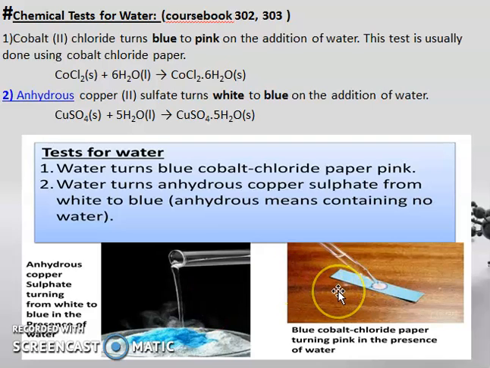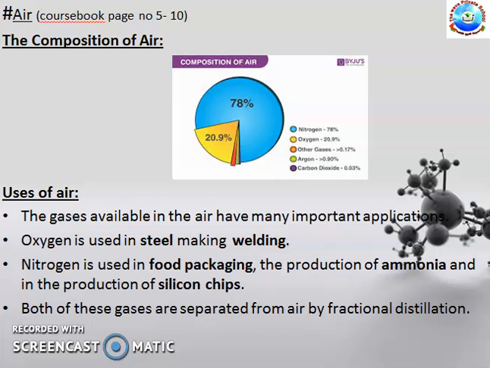Let's turn to our second image. Here you can see there is blue cobalt paper. When we put a drop of water, this blue paper turns into pink. You can see this here. There is pink. So what happened on addition of water? The test is usually done using cobalt chloride paper. So when we put water, you can see it turns into pink. Got it? The two tests for water. Let us proceed next.